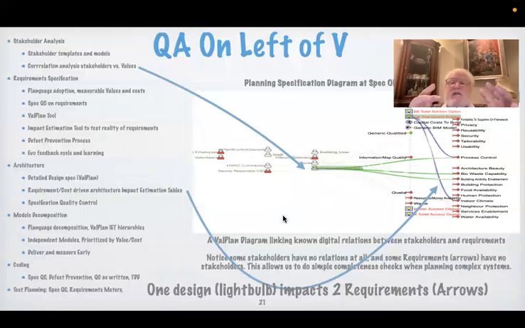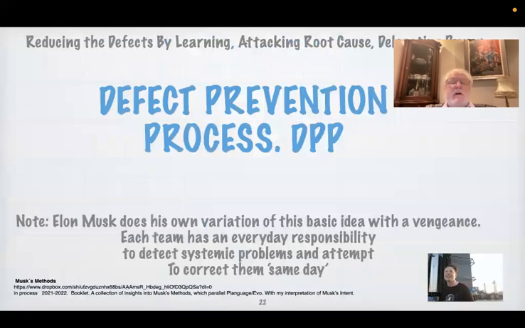I hope that was one simple example, both of digitization and how you can use it for quality control at the early stages of the left-hand side of the V, and there's a much longer list here.